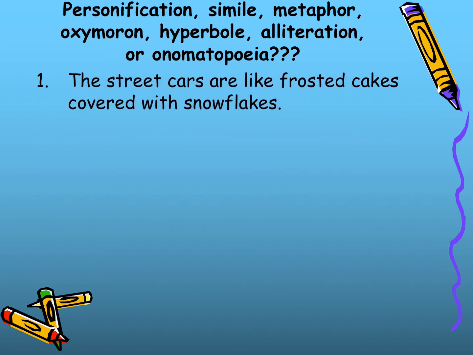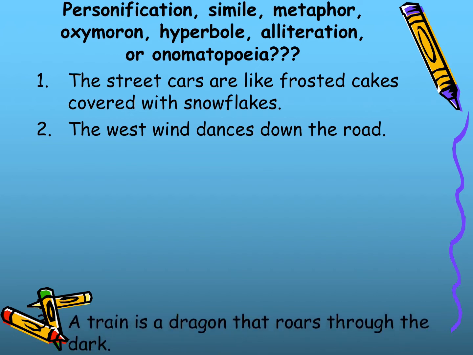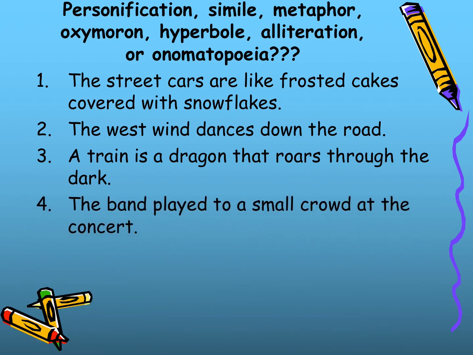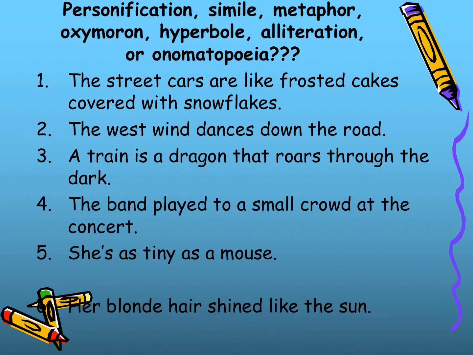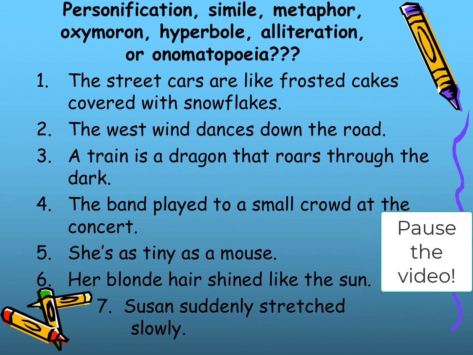Okay, the first one. The streetcars are like frosted cakes covered with snowflakes. Number 2. The west wind dances down the road. Number 3. A train is a dragon that roars through the dark. Number 4. The band played to a small crowd at the concert. Number 5. She's as tiny as a mouse. Number 6. Her blonde hair shined like the sun. And number 7. Susan suddenly stretched slowly. So pause the video if you need more time.